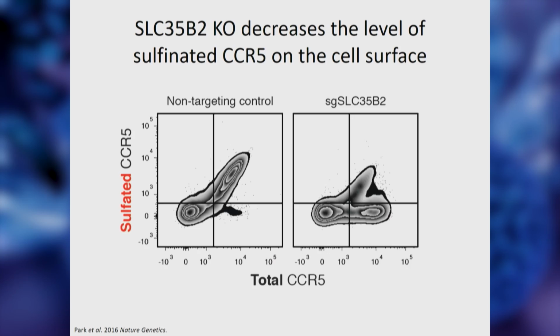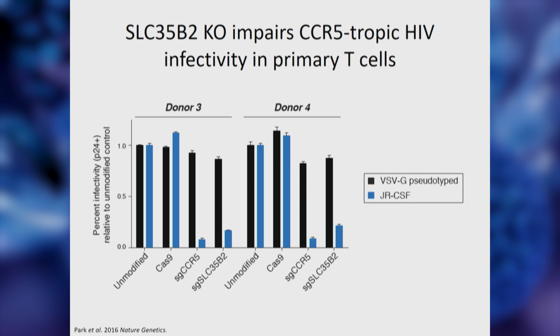sulfated CCR5 on the Y versus total CCR5 on the X. What we found in our non-targeting control is that most of the CCR5 on the cell surface is actually sulfated. But when we knock out SLC35B2, we can ablate most of that sulfonation. Now, when we take these populations and infect them with a CCR5 tropic virus, in blue is our CCR5 tropic virus.